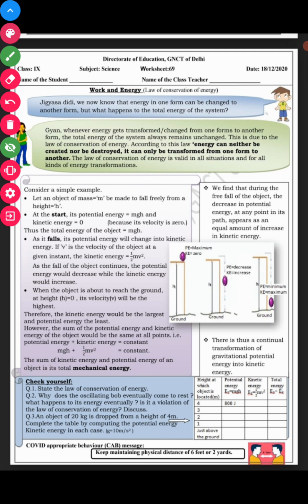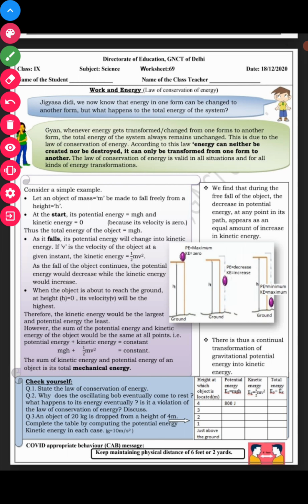This sum of kinetic and potential energy is equal to its mechanical energy. During the free fall of the object, its potential energy decreases and its kinetic energy increases. Thus there is a continual transformation of gravitational potential energy into kinetic energy.